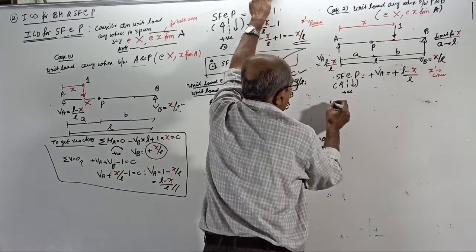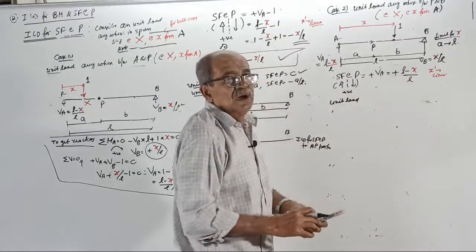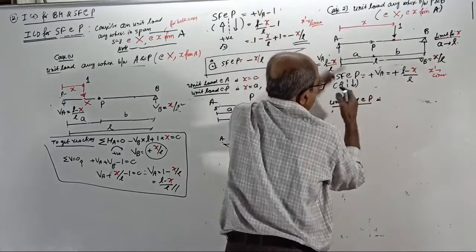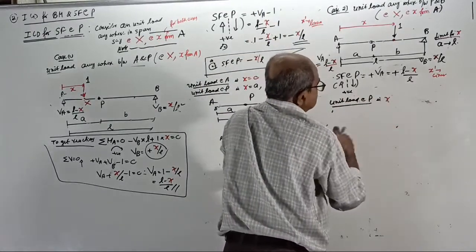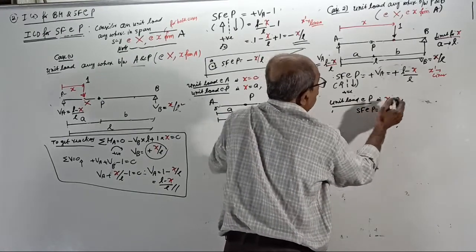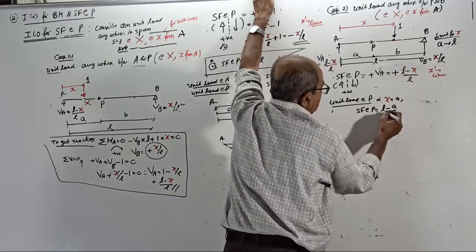Okay, now, unit load at, now what? Bangalore to Maddur, over; Maddur to Mysore. Unit load at P, that is your X equal to A. Then shear force at P equals (L minus A) divided by L, positive.